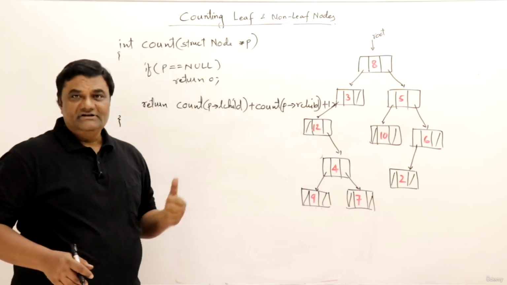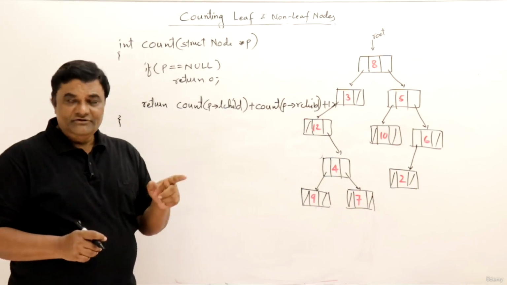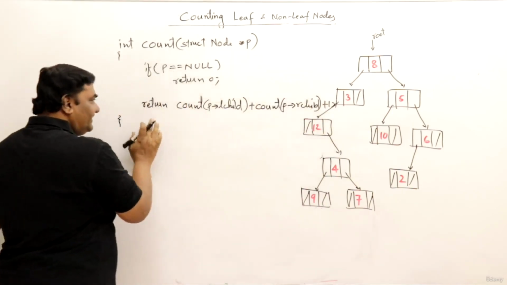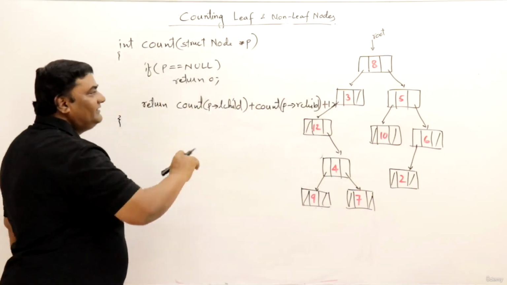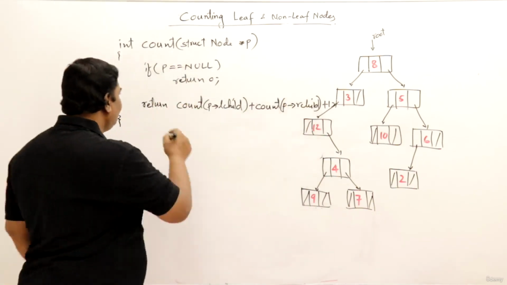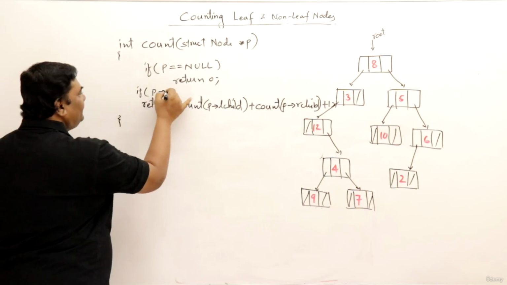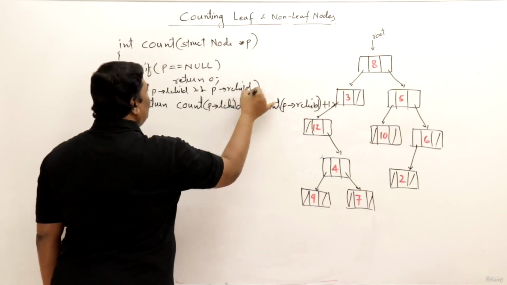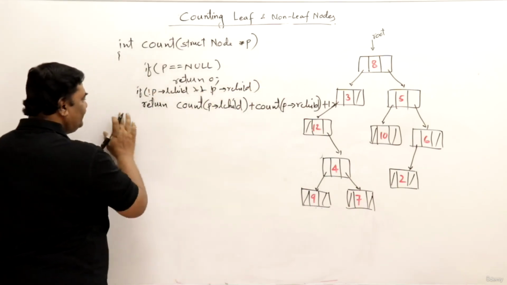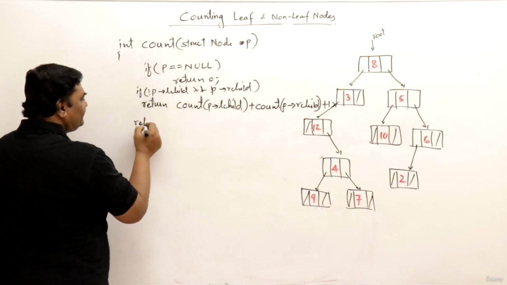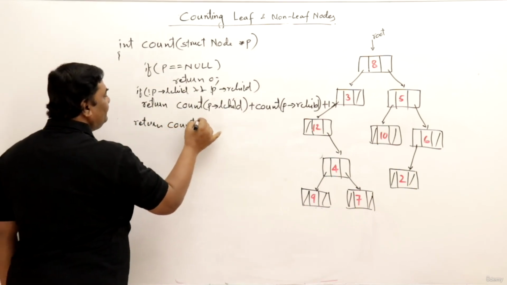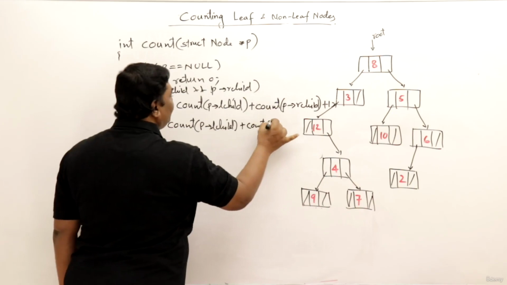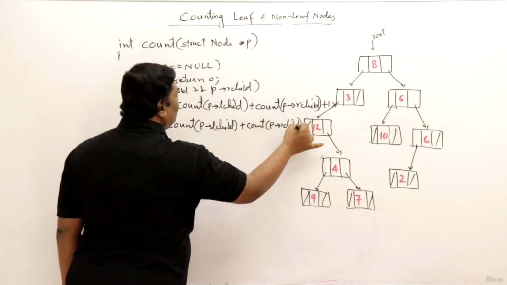So this is another way you can write this. Then regarding leaf node and non-leaf node, here I should have a condition. If it is a leaf node, add 1. Otherwise, I should write count of left and right without the plus 1. For example, here I will write if P's L child and P's R child are both null, which is the leaf node condition, add 1. Otherwise, return count P's left child plus count P's right child. That's all.